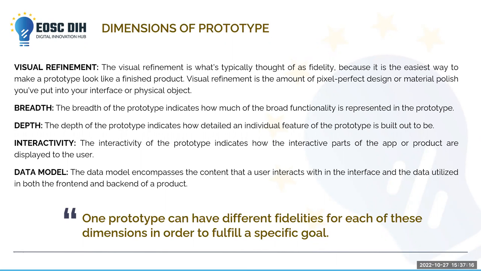So a lower fidelity of breadth will only focus on a small function, right? I'll give an example later on, but we had built a mock-up of a travel app, which only did maybe two things, which allowed you to check into a public transport and check out of a public transport. So that's all it allowed you to do, nothing else, right? So that's what we mean by controlling the functionalities that you offer.